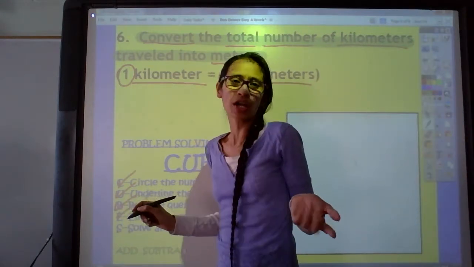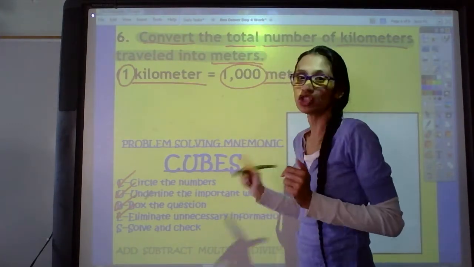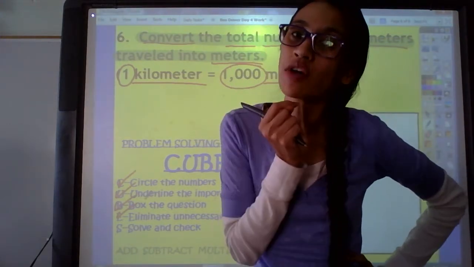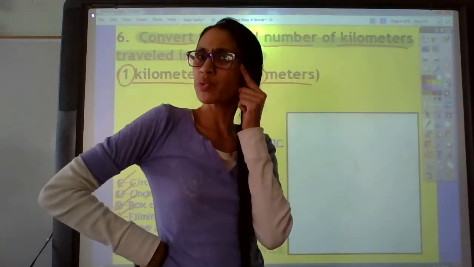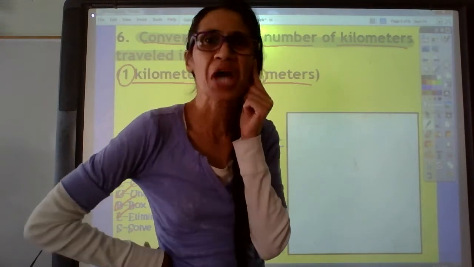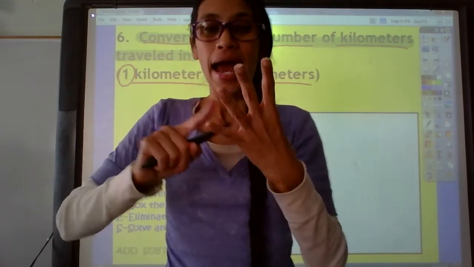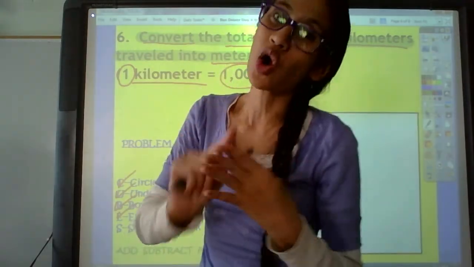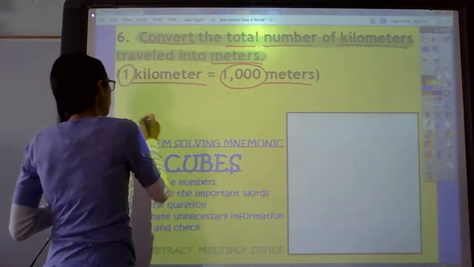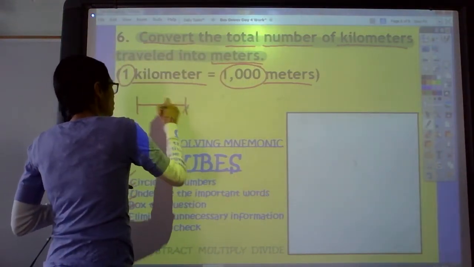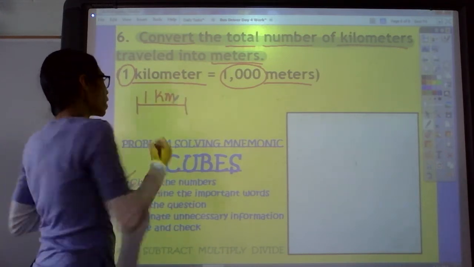And the last step in our cubes clues is the S step. And the S step says to solve and check. So think about it. To solve the problem, we need to think, what operation do I need to do? Not a doctor operation, a math operation. There are 4. Adding, subtracting, multiplying, or dividing. Let's think about it. We have 1 kilometer, like that. KM is the abbreviation, is equal to 1,000 meters.